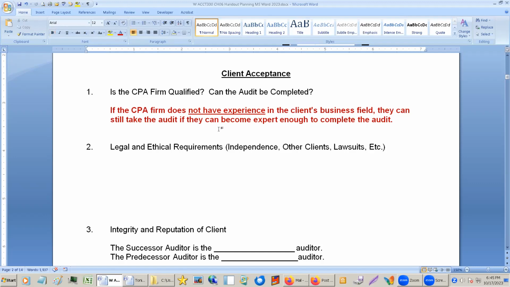If you honestly believe that you can become an expert, or become an expert enough to complete the audit, you can still take the audit. And notice that if you didn't have a client in that field, it would be kind of silly for you to be an expert in that field, right? If I don't have any clients who are florists, why would I become an auditor of florists? So until you get that first client in that field, you're not going to be. You would never get into that field because you don't just randomly pick a field to be an expert in.